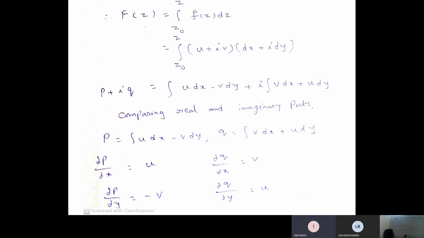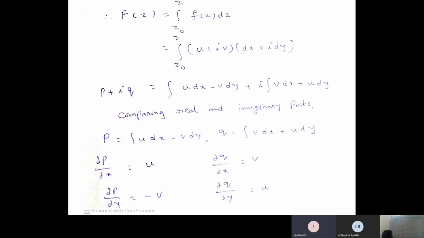And separating real and imaginary parts, we get u dx minus v dy plus i into v dx plus u dy, isn't it? u dx plus i squared minus v dy. Taking i common out, v dx plus u dy. So comparing real and imaginary parts, p equals u dx minus v dy.